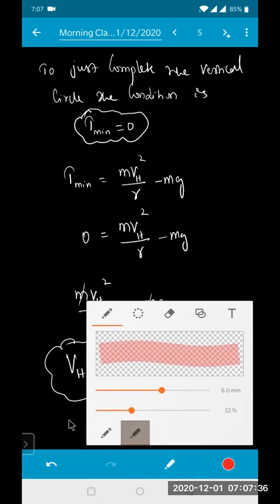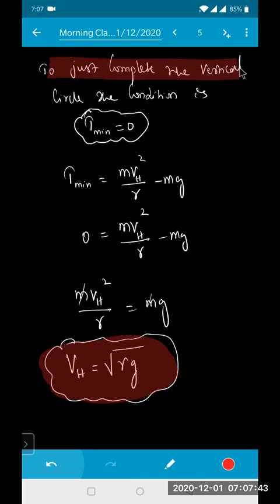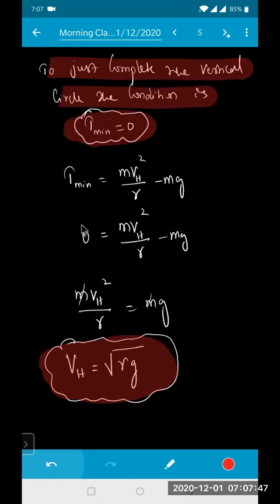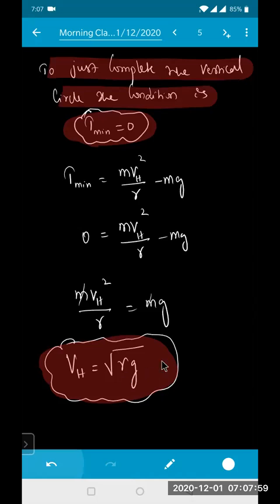What should be the minimum velocity at the highest position for completing the vertical circle? The condition is that T minimum must be equal to 0. If T minimum is 0, then velocity at highest position is under root of G into R. Is it clear? Yes, sir. So I can say that this is the minimum velocity at the highest point to just complete the vertical circle.